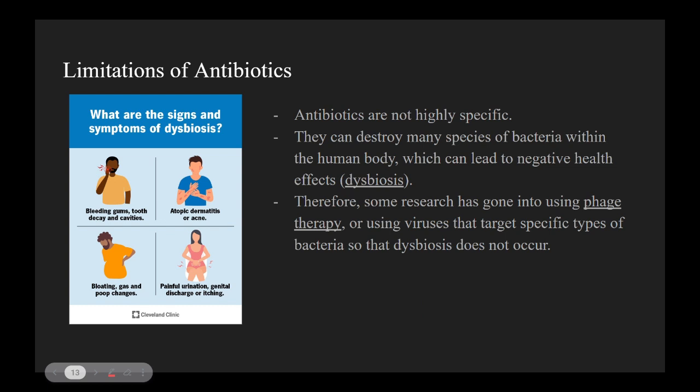All right, let's talk about some limitations of antibiotics. So you might be thinking of antibiotic resistance immediately, so we'll get to that in a second. The first thing is that antibiotics are not highly specific. So this means that when you take an antibiotic, you want to kill the bacteria or stop the bacteria from growing that are actually harming you.